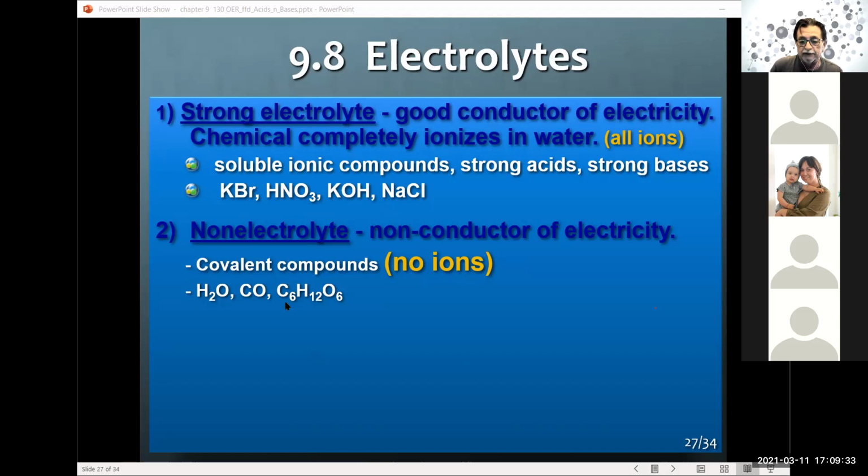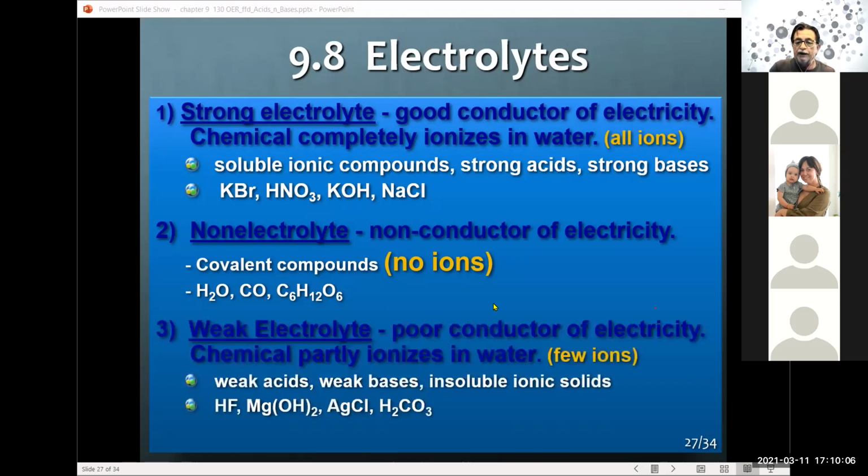Sugar, this is the general structure for sugar: 6 carbons, 12 hydrogens, and 6 oxygens. Even if you didn't know that was sugar, the fact that you see nothing but carbon, hydrogen, and oxygen, and no hydrogen up front of the molecule to designate an acid, would tell you it's a covalent compound made up of nothing but nonmetals. They are non-conductors. They will not conduct electricity.